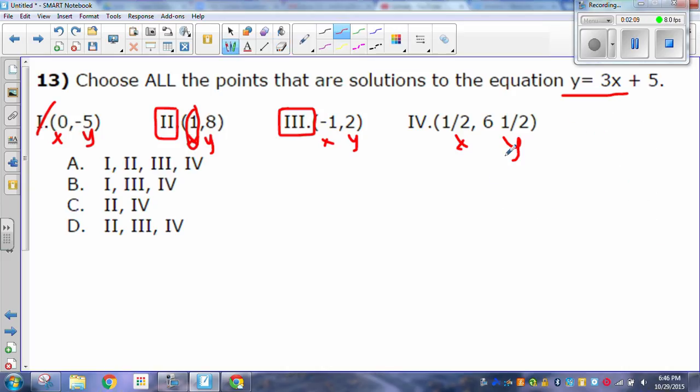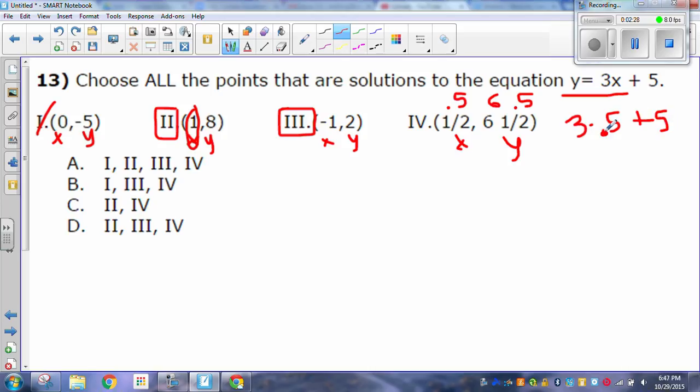One more to go, and this one is a doozy because we see some fractions. And you can use a calculator, or you can just convert these to decimals. You know 1/2 is 0.5. You know 6 1/2 is 6.5. I'm just going to use decimals because I like them. And we're saying 3 times 0.5, 3 times 1/2, plus 5. And we're asking, is that 6.5?